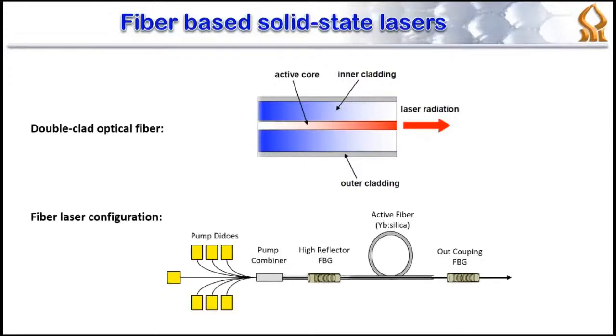And this really came in since 2000 and now is very successful in replacing lasers in different applications. This is a laser configuration you can see here. On the bottom, you can see pump diodes and pump combiner. The pump goes into the double-clad fiber. And then you have 2 mirrors inscribed in the fiber, a high reflector and an output coupler, and you have the active fiber. So this is basically a fiber oscillator.